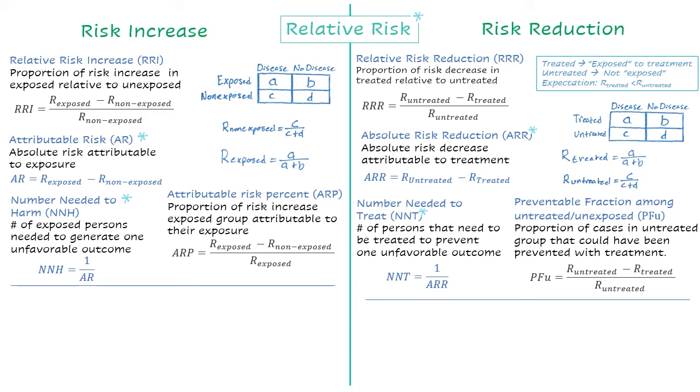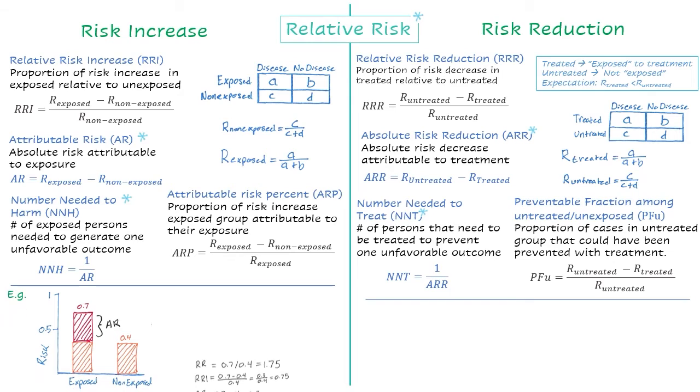Number needed to harm is a value that communicates how many patient exposures need to happen for one unfavorable outcome to occur. And when you think about it, it makes sense that the number needed to harm is the inverse of attributable risk, since they both represent risk in an absolute sense.